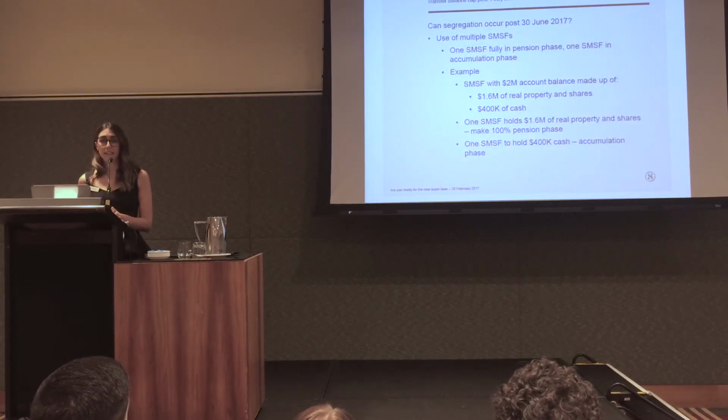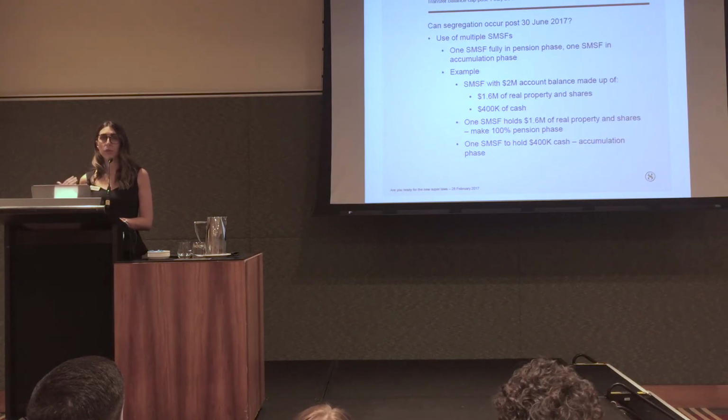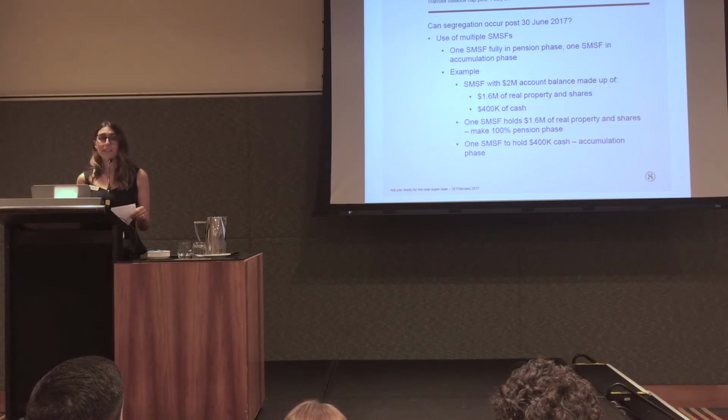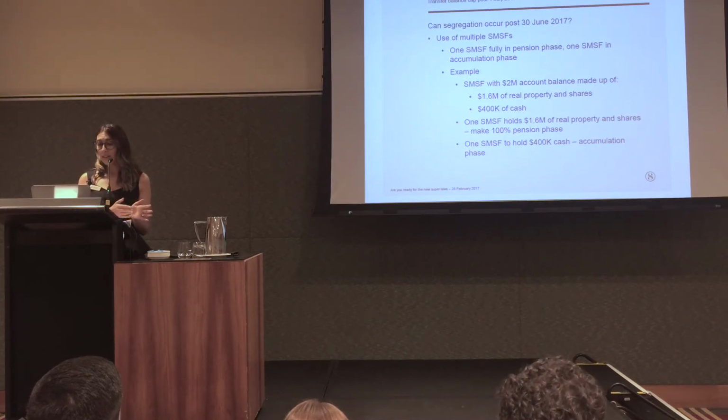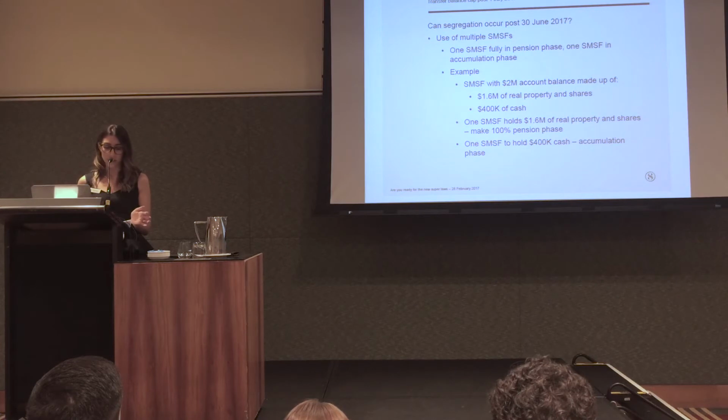So a common question that's asked is whether segregation can still occur post 30 June 2017. One way of dealing with this is using multiple SMSFs. You'll have one SMSF that's fully in pension phase and one SMSF that will be in accumulation phase. An example there, let's say you've got an SMSF with an account balance of $2 million and it's made up of $1.6 million of real property and shares and $400,000 of cash. You'd have the one SMSF holding the $1.6 million of real property and shares, and that would be 100% in pension phase. And then you'd have the other SMSF holding your cash, which is in accumulation phase.